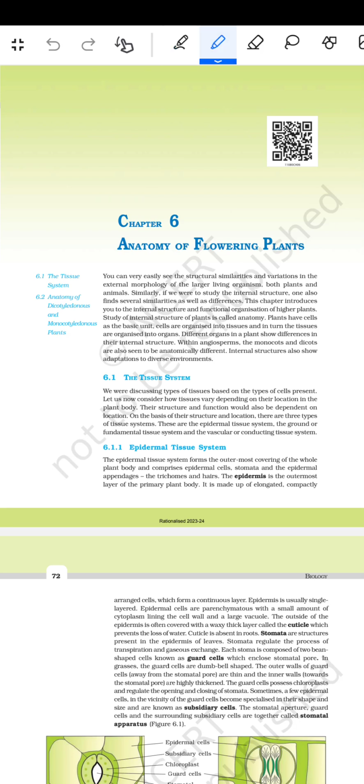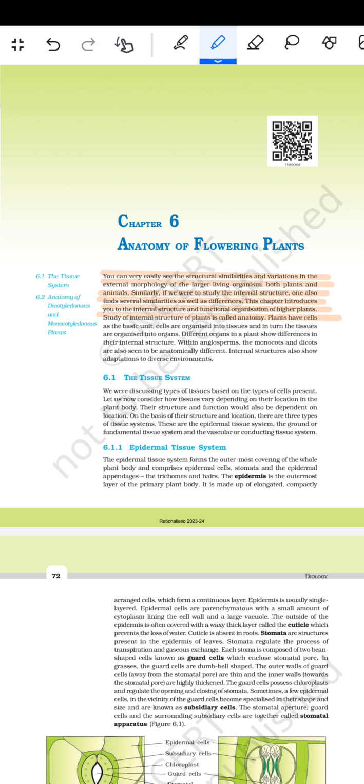Anatomy of the flowering plants. So you can very easily see the structural similarity and the variation in the external morphology of the large living organisms, both plants and animals. Similarly, if we were to study the internal structure, one also finds similarity, and I will add, differences. This chapter introduces you to the internal structure and the functional organization of the higher plants. The study of the internal structure of the plants is called anatomy.